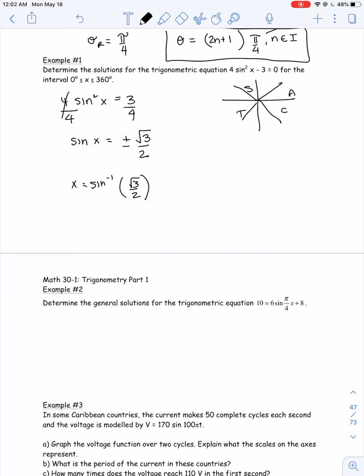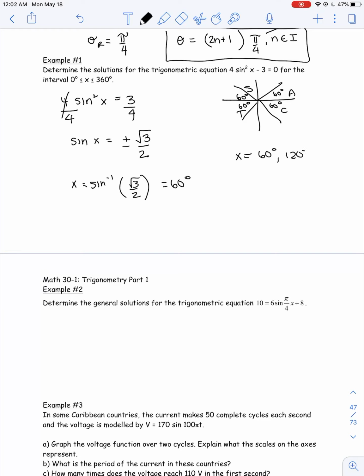You can also look at your special triangle if you wanted to, and that would be equal to 60 degrees. So we're in degree mode, so this is 60, this is 60, this is 60, and this is 60. So in quadrant number 1, we know that the solution for x could be 60 degrees.